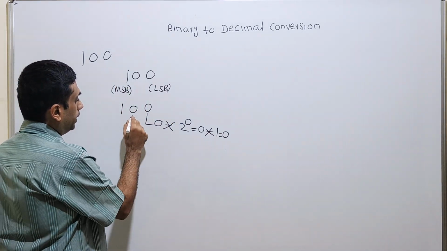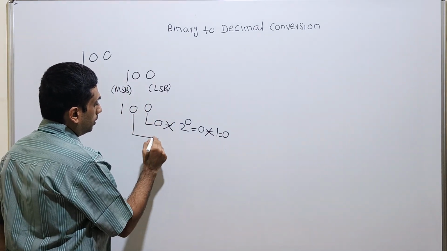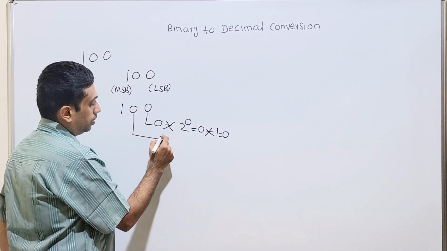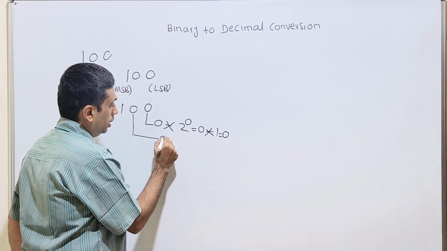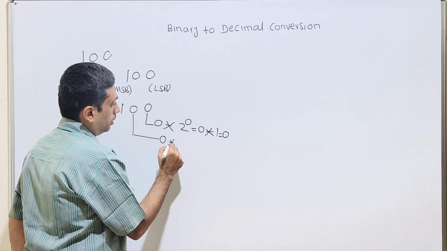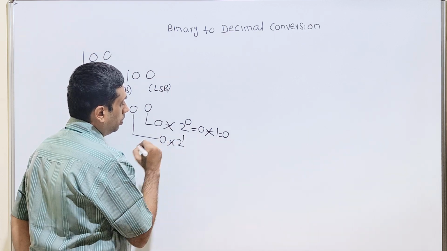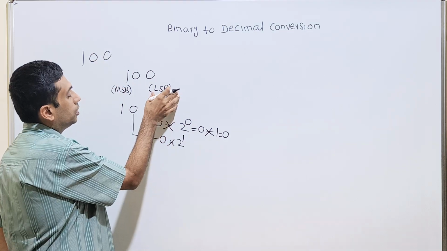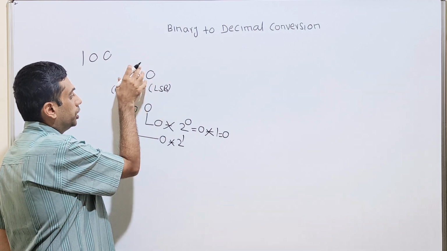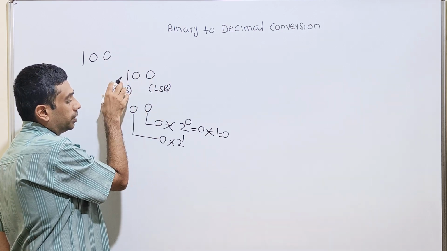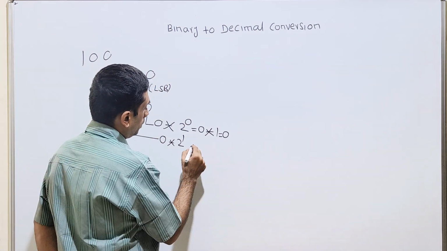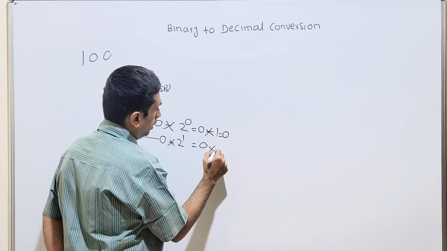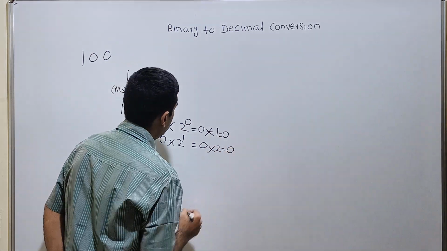Next, take the second number, 0, into 2 power 1. You have to start from the least significant bit and proceed towards the most significant bit. 0 into 2 power 1. So 0 into 2, which is equal to 0.